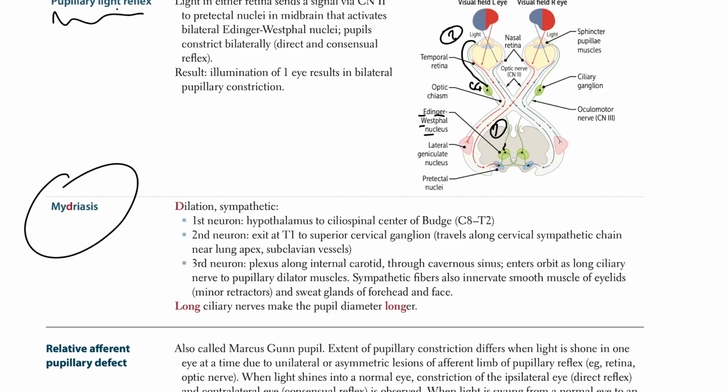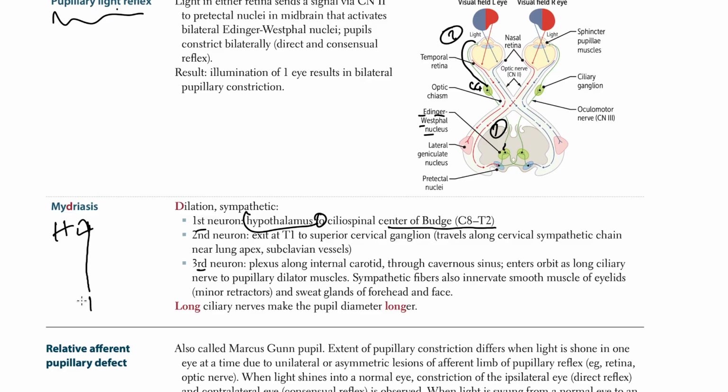Mydriasis is the dilation through the sympathetic system. It has a first neuron, second neuron, and third neuron. It is quite long, so let's go from the first all the way to the third. Start from the hypothalamus, let's put H here, so that's the first. And it goes to the center of Budge, which is C8 all the way to T2.